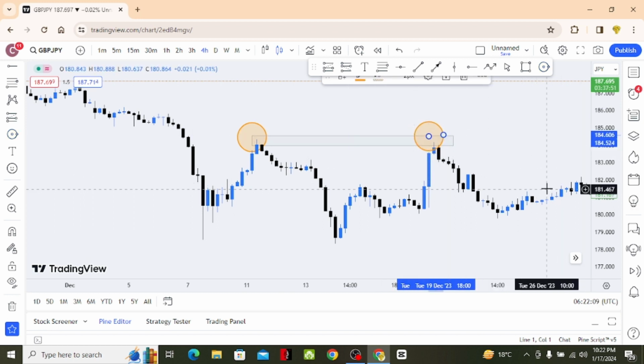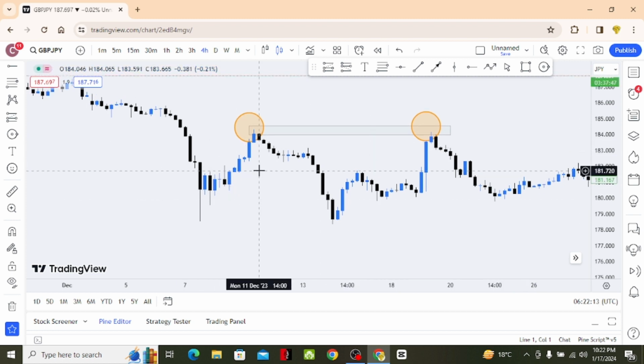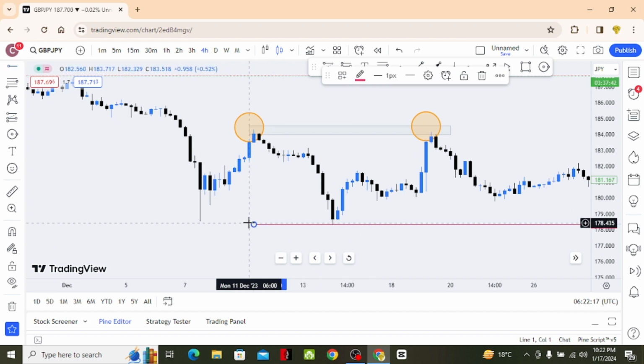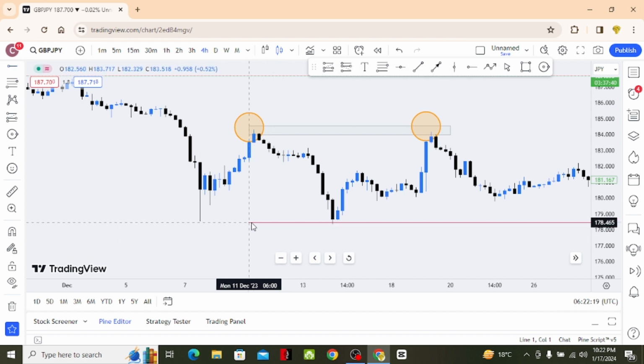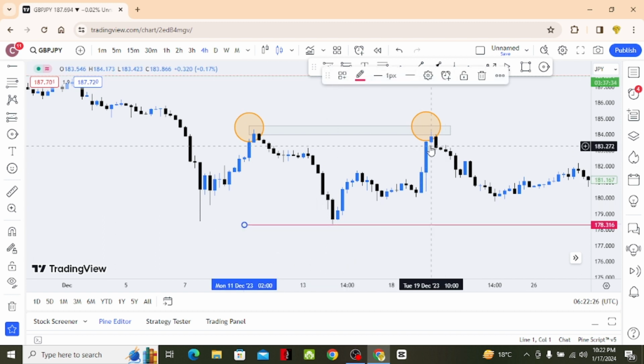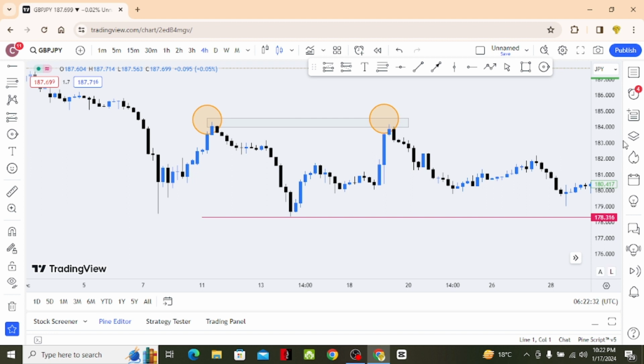Okay, so what I want to do next is to mark my neckline. So this is the neckline. The neckline is usually where the movement started from, the movement that formed the second top, I mean. Okay, that's what the neckline is. That's my whole definition of the neckline.